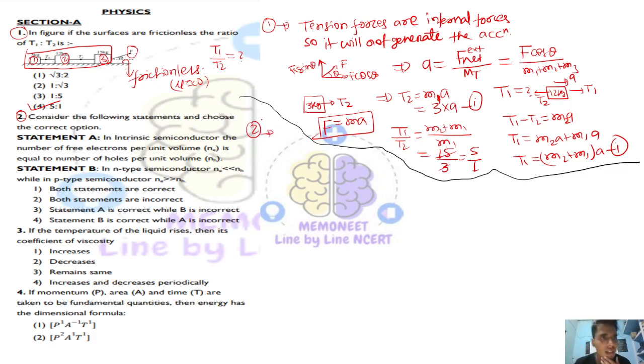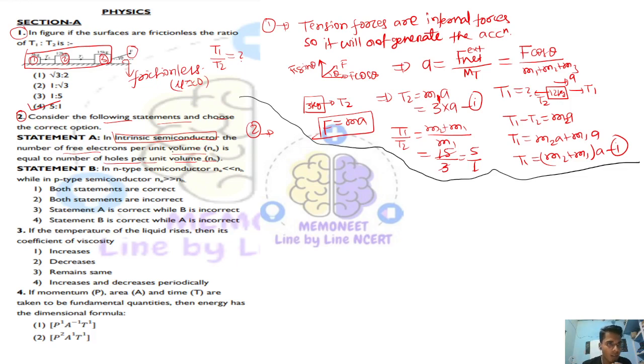First thing, consider the following statements. Choose the correct option. We have statement A: in an intrinsic semiconductor, the number of free electrons per unit volume is equal to the number of holes per unit volume. Yes, this is the correct statement for an intrinsic semiconductor. The electron density and hole density are equal.